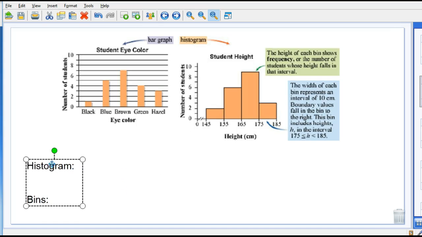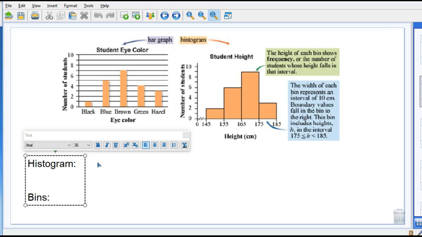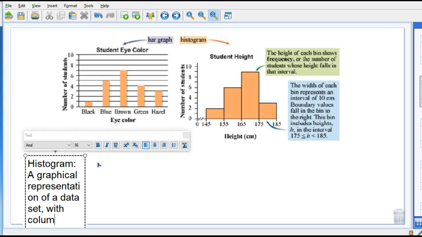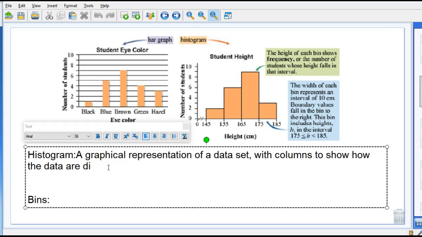So we can say a histogram is a graphical representation of a data set with columns to show how the data are distributed across intervals of values.